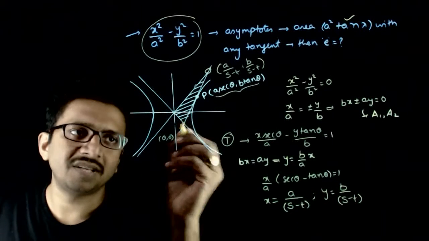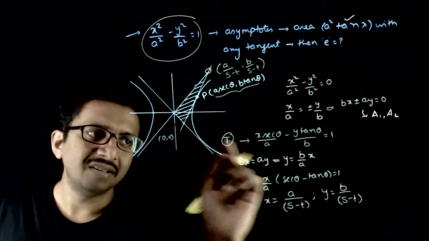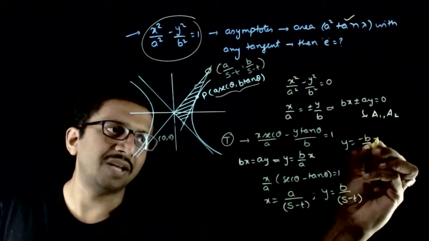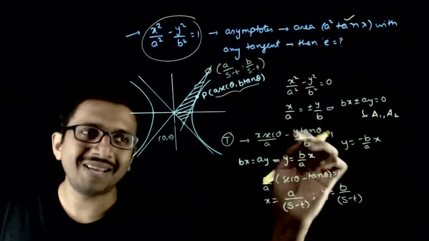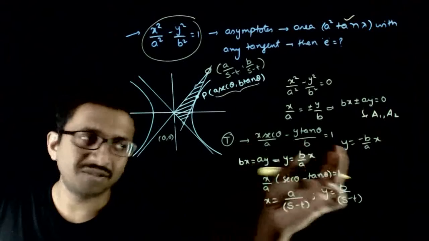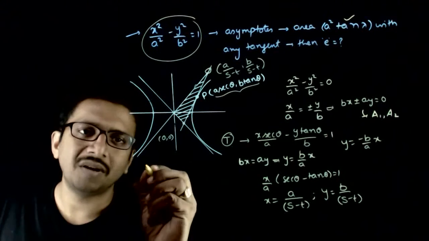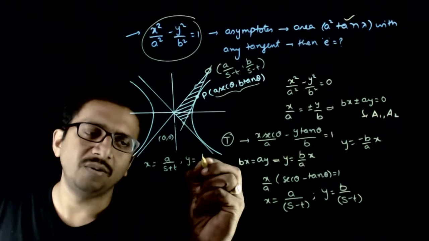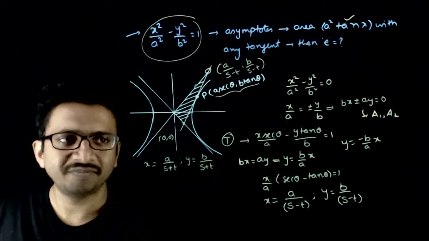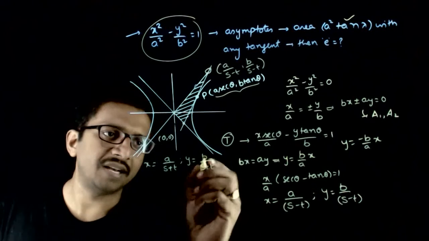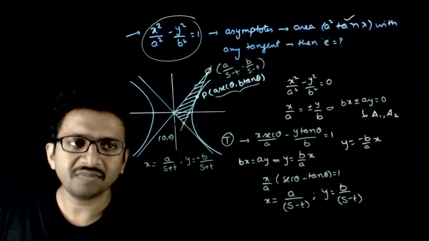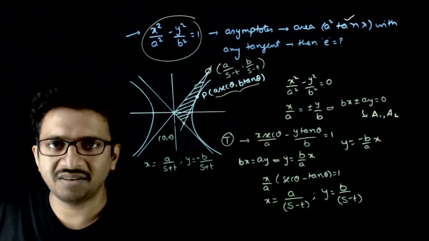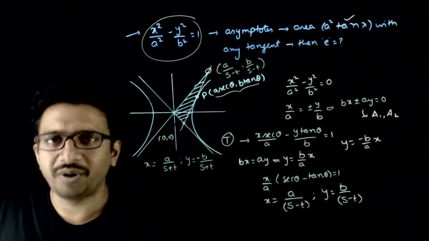Now what is the second point of intersection? To find this, you have to solve this tangent with y is equal to minus b by a into x, or y by b is equal to minus x by a. This time you just substitute as we have done here. So you get x is equal to a by s plus t, and y is equal to minus b by s plus t. So you got the second point also.